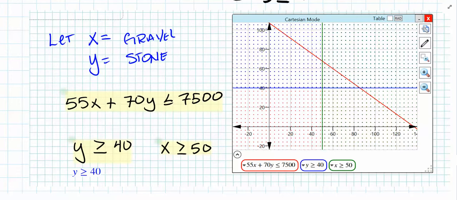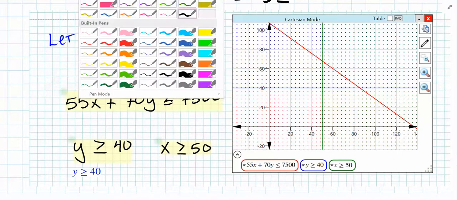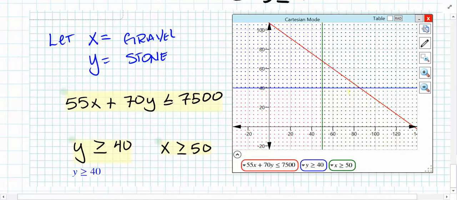So did you guys come up with something that looks similar to this? Something close to this? So my question then is, where is the region in my graph? Where would it be? That triangle. Yeah, it's this little triangle right inside here. This is my solution region here. So I've got X labeling as gravel and Y is the stone.